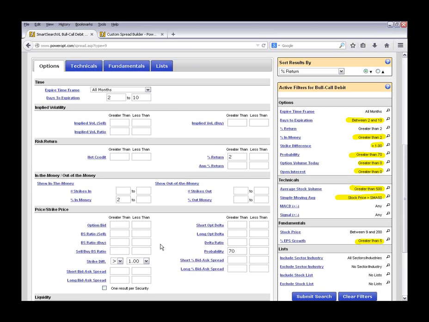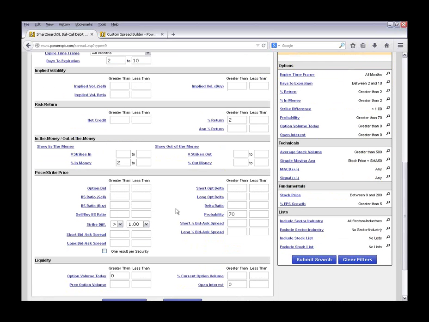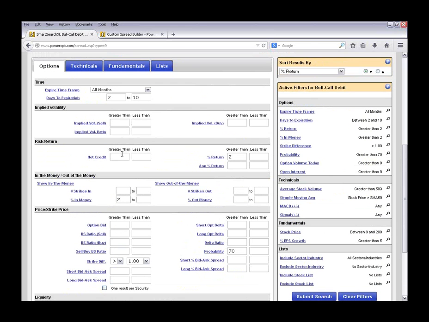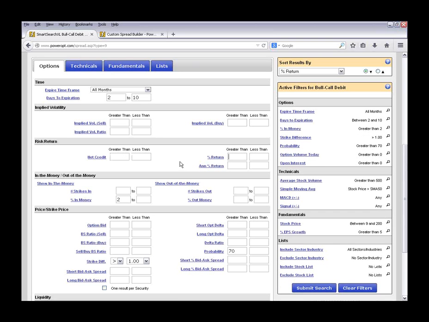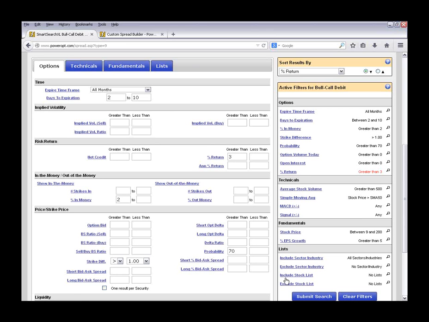All right, let me go ahead and adjust that. So the strike difference is greater than 1 in this case. We're avoiding the 1 strike differences and looking for anything higher. That's great. But here, of course, if you wanted to establish a net credit, you could just put that in. That's the net debit field. And then your percent return, we could adjust this as well. So if we wanted to go a little bit higher, we'll just change that to 3 and submit the search.